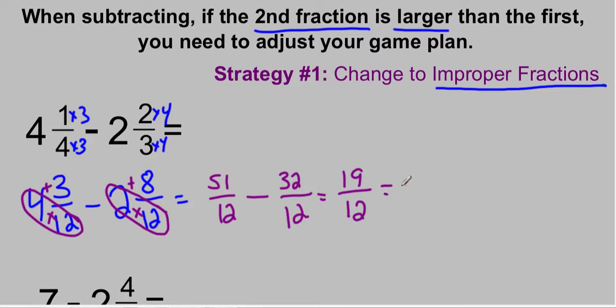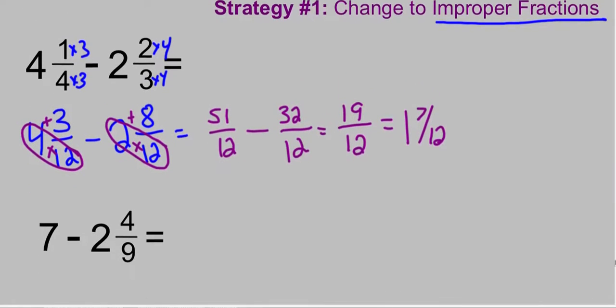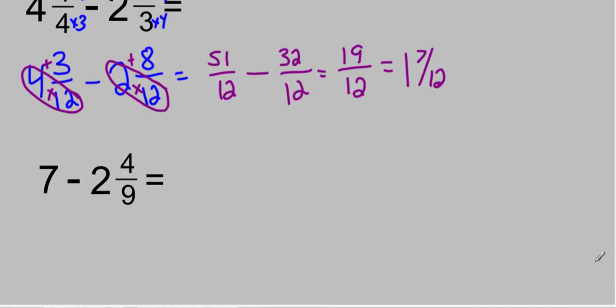12 goes into 19 one time, and there would be 7 left over. 19 minus 12 leaves 7 left over. So I get 1 and 7/12. So all I did was change it to improper fractions, and then go ahead and do my subtraction.